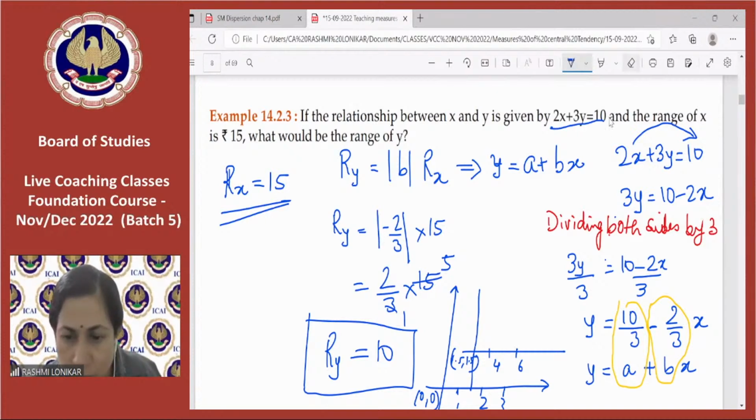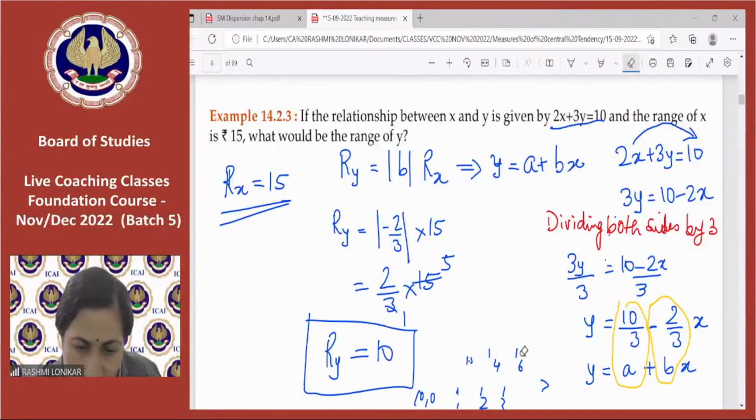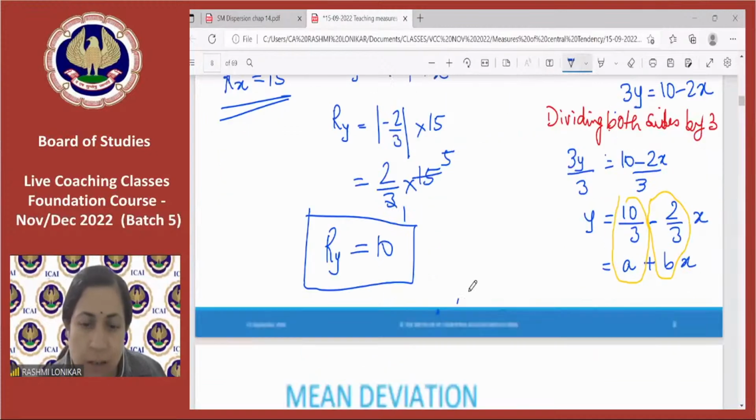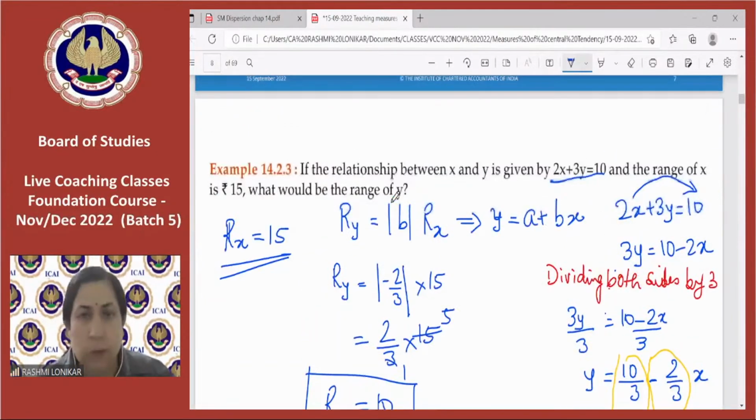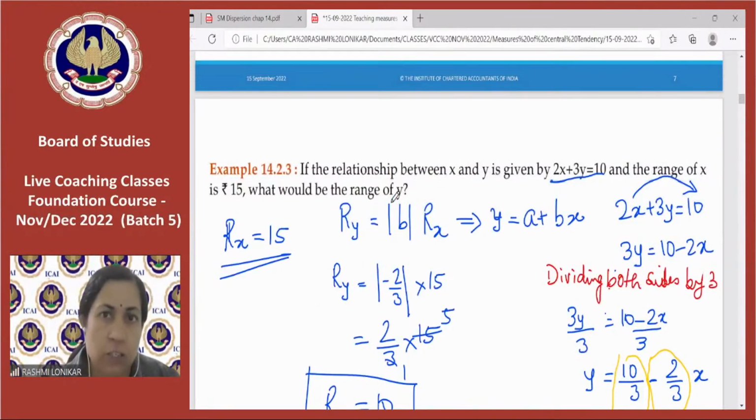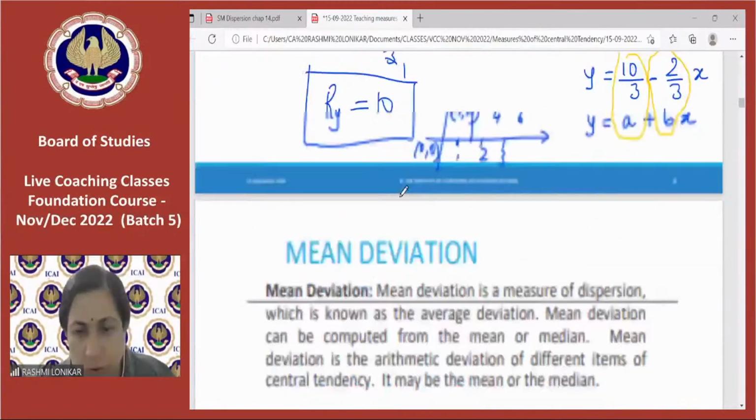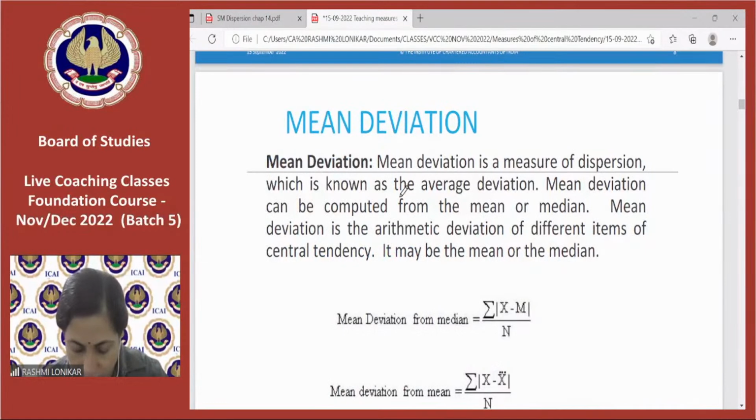What you need to remember here is that when that happens, rearrange the equation in the form y is equal to a plus bx, and then you have to solve it. So these sums can be done quickly provided you know the property that range is unaffected by change of origin and is affected by change of scale. Now we will go to mean deviation.